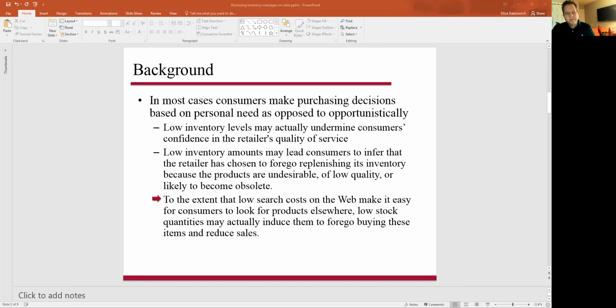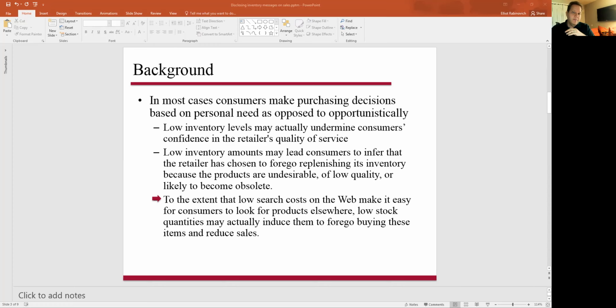And so in these cases, for consumers, low inventory levels, we argue, may actually undermine the confidence in the retailer's quality of service. When they see inventory running low, they may think the retailer is not really doing a good job managing the inventory. So they may not even be able to fulfill my order. Information may not be accurate. Or also, low levels of inventory, being exposed to that information, may have an adverse influence on the inferences that consumers make about the quality of the products available. They may, for example, infer that the quality may not be as good.